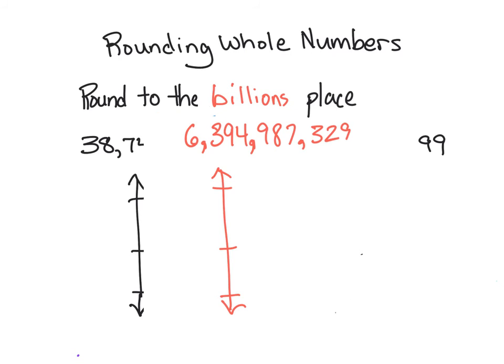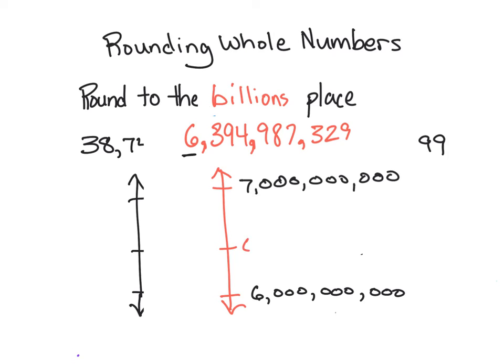In the next problem, we are being asked to round it to the billions place. So again, we have the ones, the thousands, the millions, and that makes the 6 here in the billions place. So our low number would be 6 billion. Our high number would be 1 billion more than that, which would of course be 7 billion. Halfway between 6 billion and 7 billion, we would have the number 6,500 million.